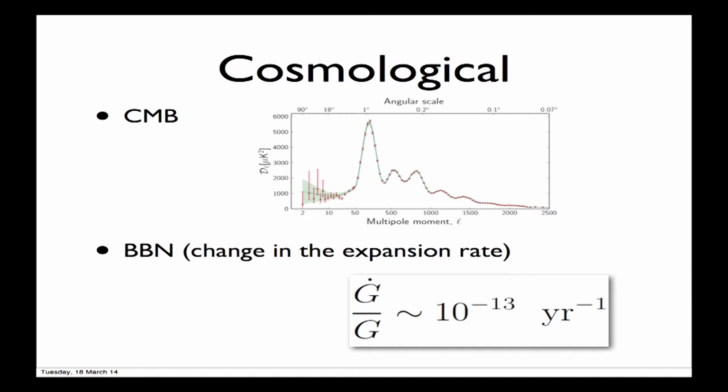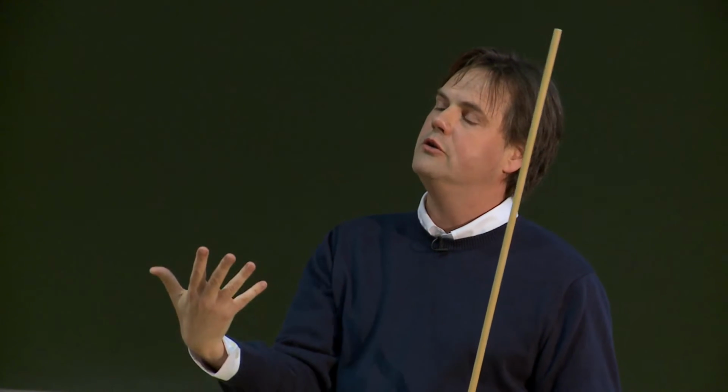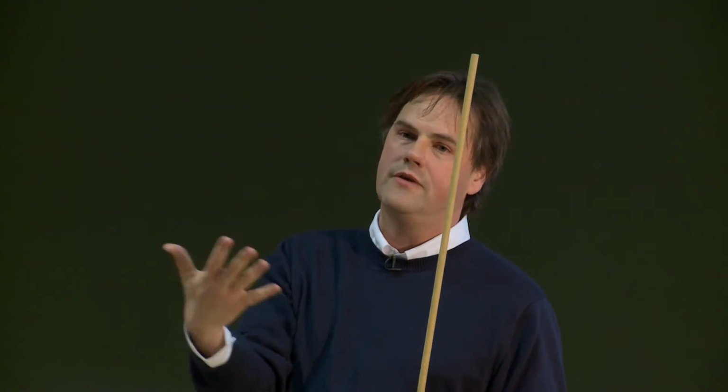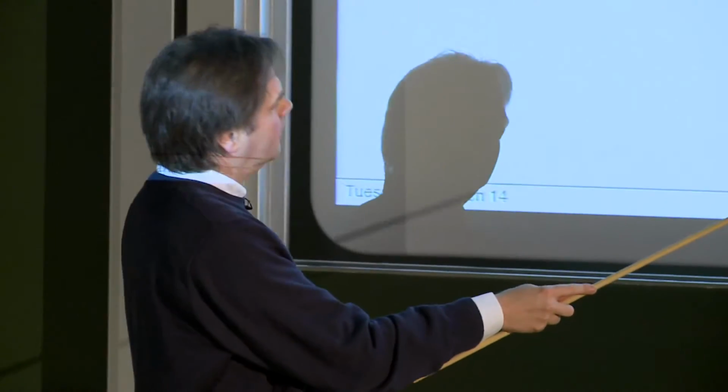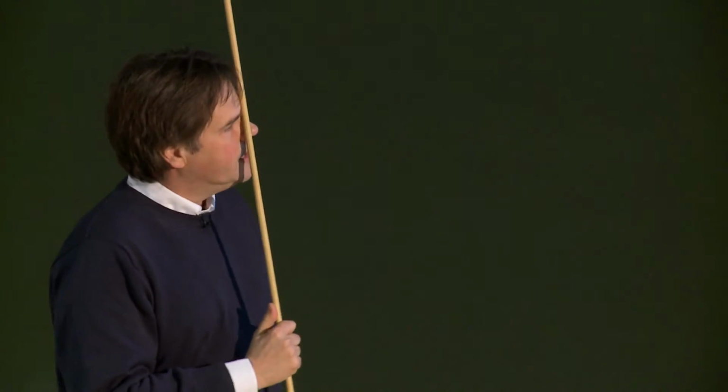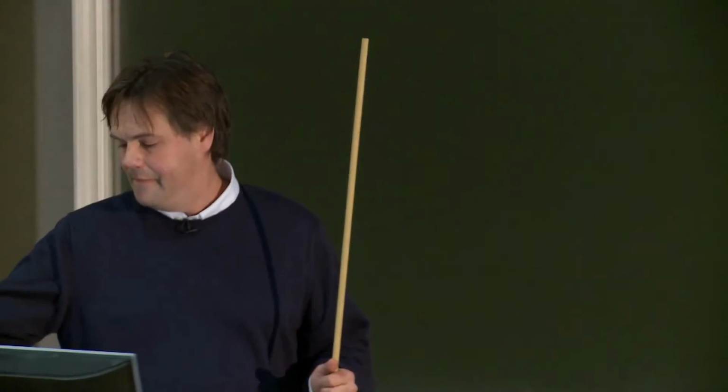And if you go even further back in time, a time-varying Newton's constant will affect the expansion rate of the universe. The expansion rate of the universe affects the abundances of light elements, and you go down to arguably 10 to the minus 13. And that may be the strongest constraint. It's the most model-dependent constraint, but it's the strongest constraint. So those are the numbers that we're talking about.